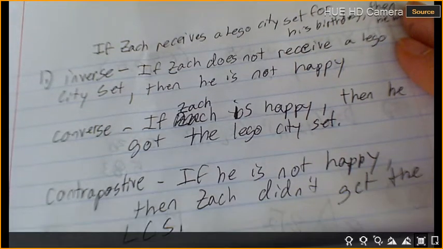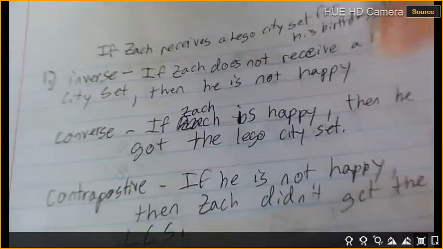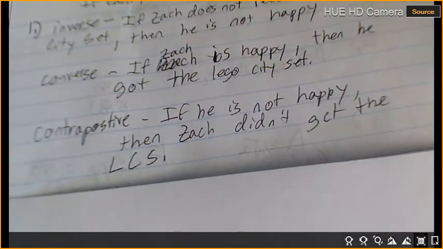Okay, next we've got contrapositive, which is both. So, if he is not happy, then Zach didn't get the Lego City set. I started abbreviating because I didn't want to write the whole thing.